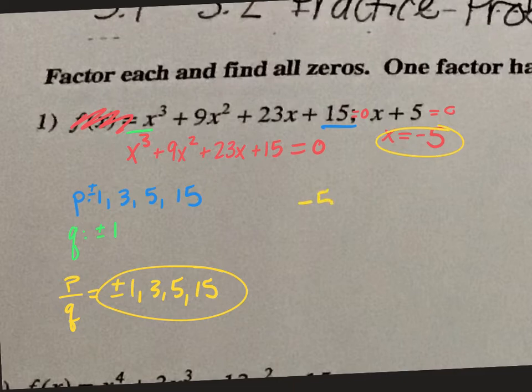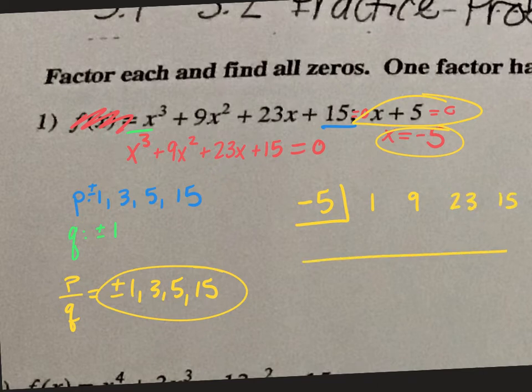So your -5 in your box, because you have to set it equal to 0. You have to change the sign with a synthetic division. Yep, so you put the -5 in the box, and then your coefficients are 1, 9, 23, 15. And for this one, since it starts with x to the third, when you do your synthetic division, you're going to have x squared. So you really just have to do the synthetic division once, and then it gets to the point where you can just factor the quadratic.